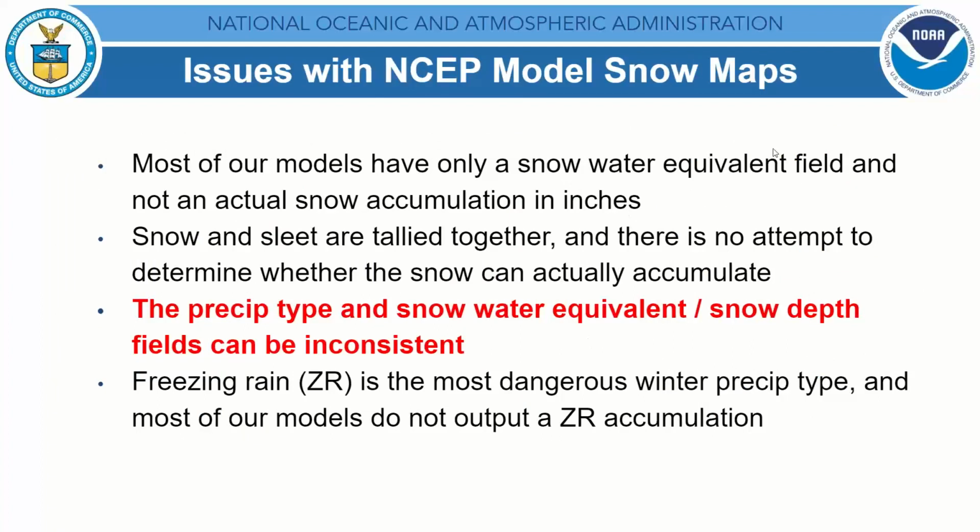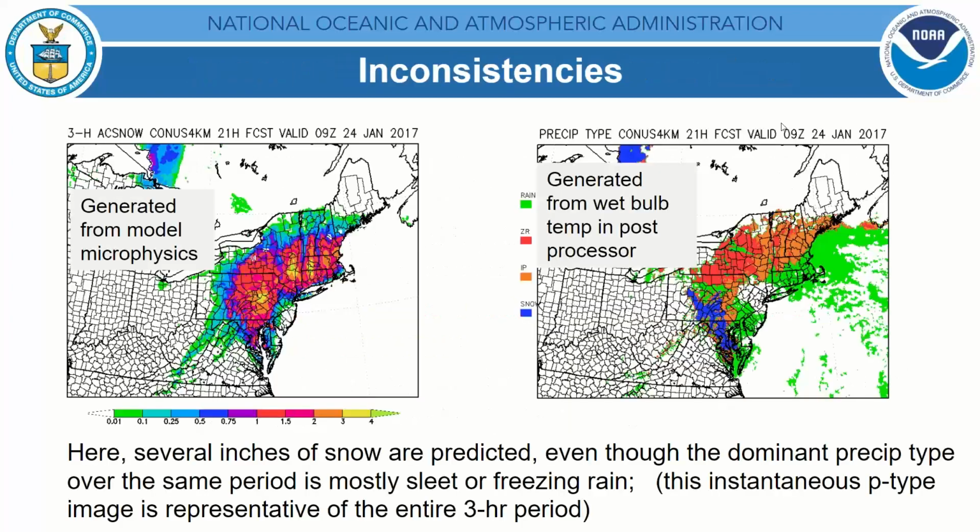So most of the models, I'm sorry, let me move on to the next thing. The precipitation type and the snow water equivalent snow depth fields can be inconsistent. This is an important thing. It can be showing one precipitation type, sleet or freezing rain, and the snow depth can be showing something completely different. So that's another weakness we have to talk about.